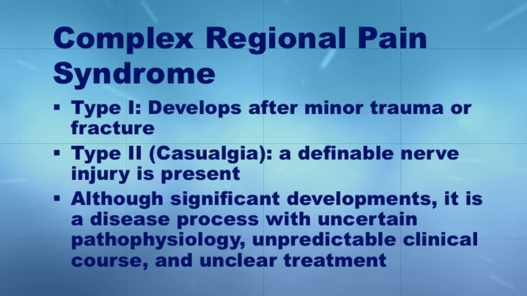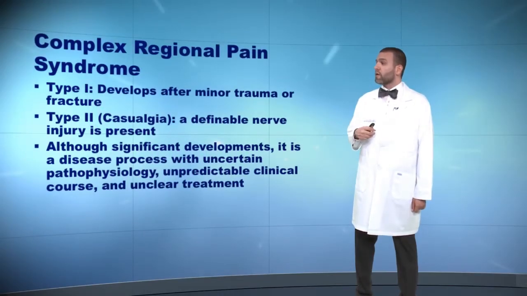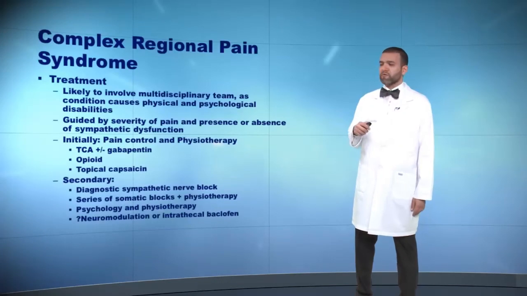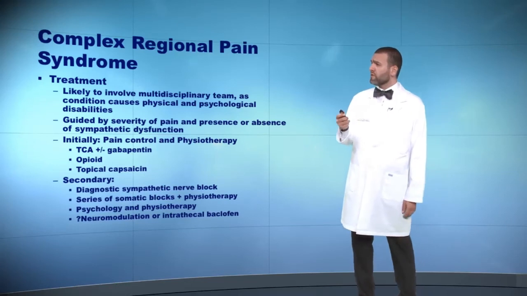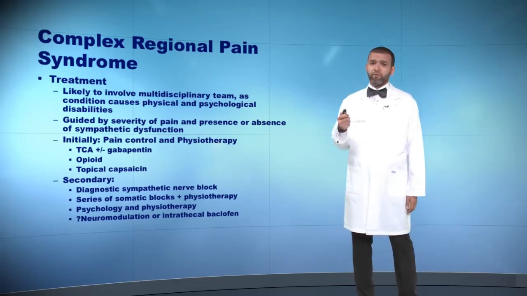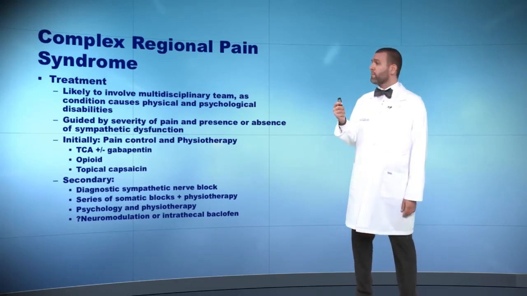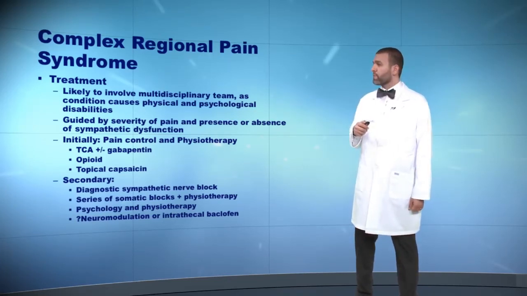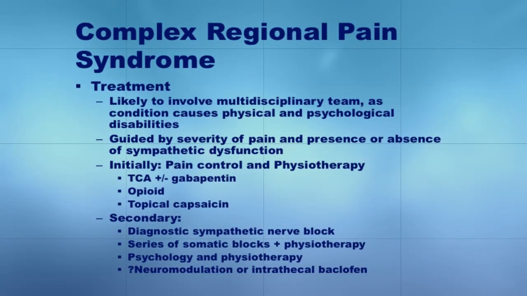Although there's significant development in the understanding of the pathophysiology of the disease, the clinical course is still quite unpredictable, and the treatment is unclear. Treatment is likely to involve a multidisciplinary team, like physical therapy and psychological modalities. You have to be guided by the pain severity as well as the presence or absence of sympathetic dysfunction.